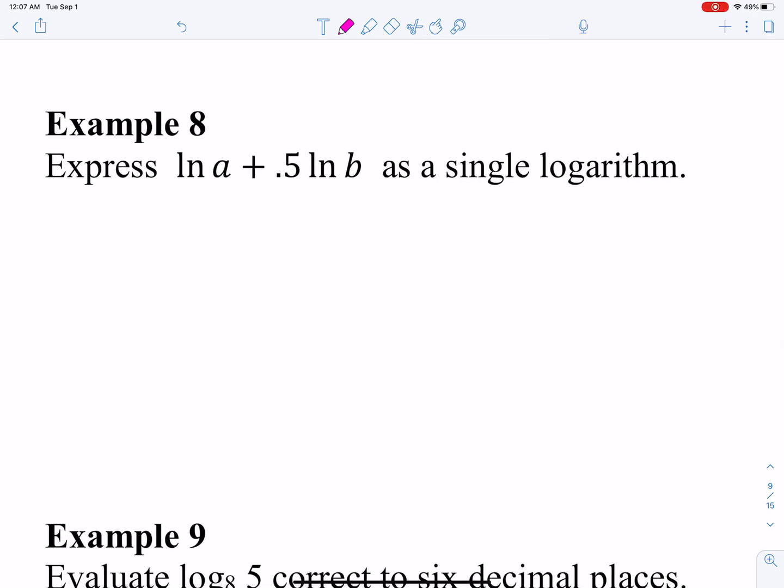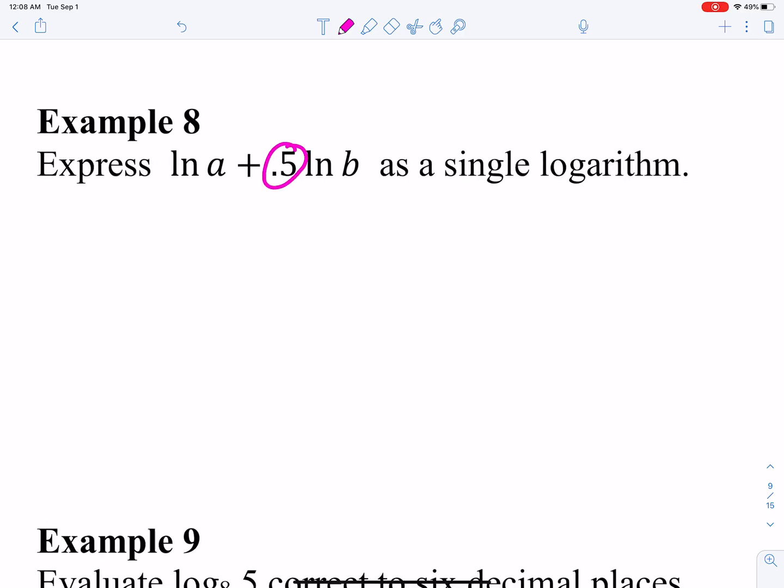All right, let's see. Next one here. Express natural log of b plus 0.5 natural log of b as a single logarithm. So we're going to use these logarithm rules again. All right, so here we go. First, we have a coefficient here, multiplication, right? We can use that rule where this becomes an exponent.